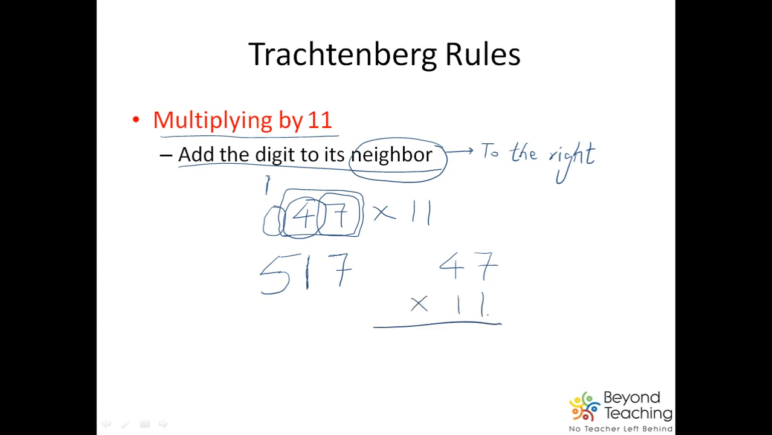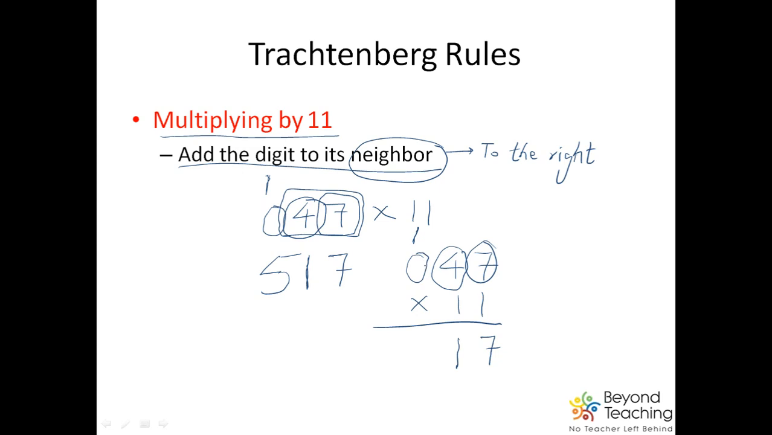what I would do is I would write this 7 as it is because there is no neighbor to it. When I come to 4, there is a neighbor, that is 7. So 4 plus 7, that is 11. And there is a carryover 1. Now, as long as there is a carryover, I need to continue doing it. In fact, I need to cover the whole of it.